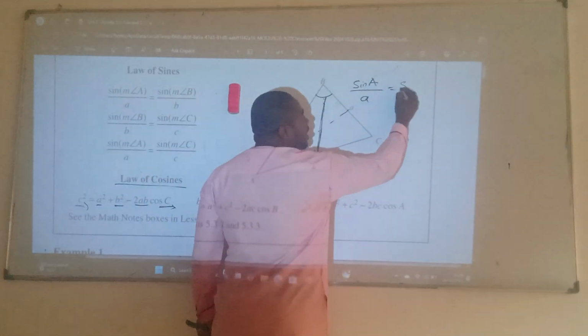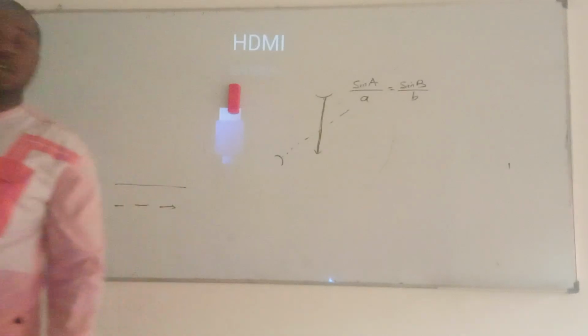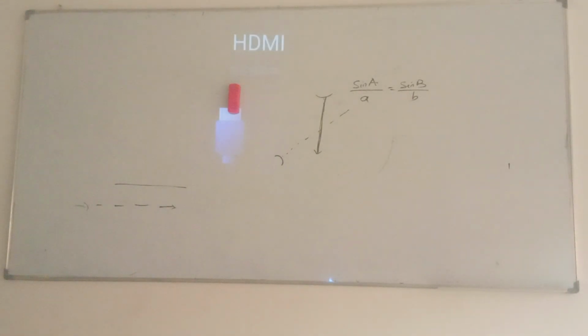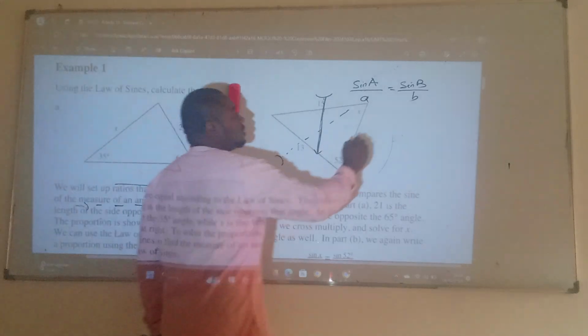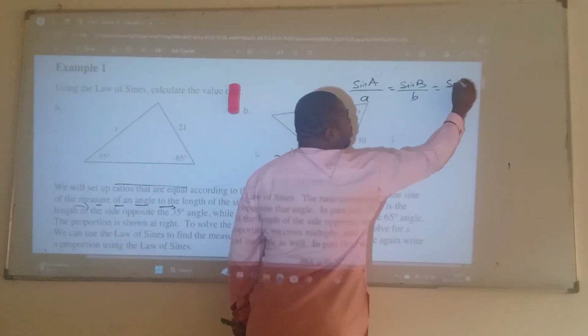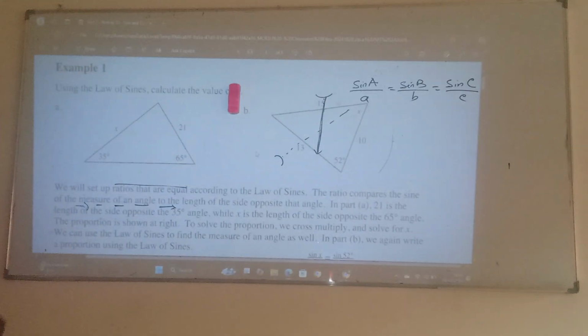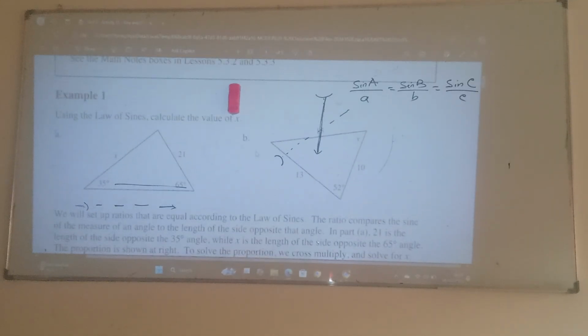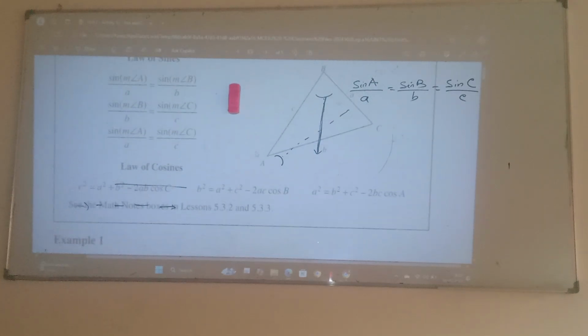Which means sine B upon B, and then this also should be equal to the last part, which is sine C upon C. Are we together? Yes. Good. Now, it's very clear and obvious for you to see this particular rule over here.